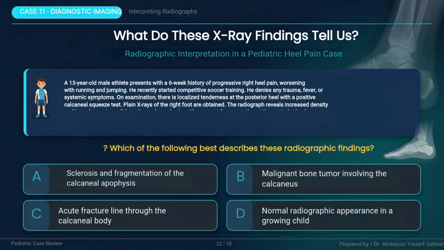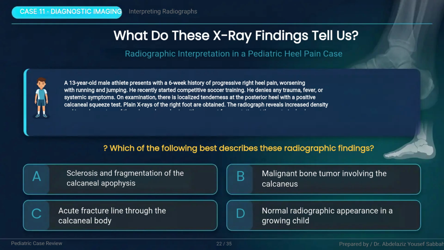Case 11. A 13-year-old male athlete presents with a 6-week history of progressive right heel pain, worsening with running and jumping. He recently started competitive soccer training. He denies any trauma, fever, or systemic symptoms. On examination, there is localized tenderness at the posterior heel with a positive calcaneal squeeze test.